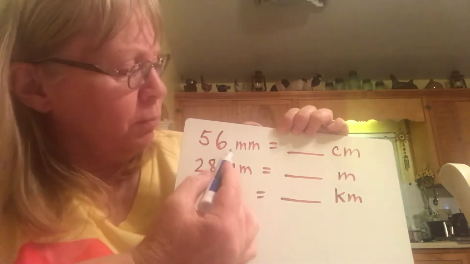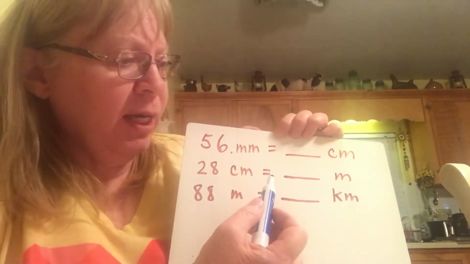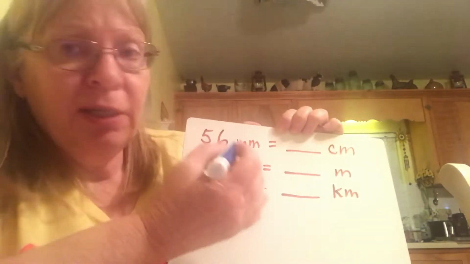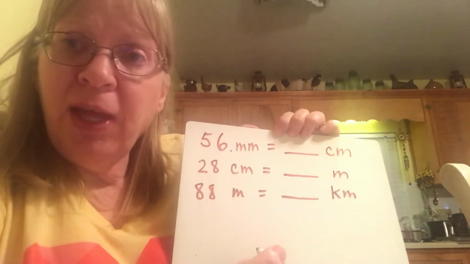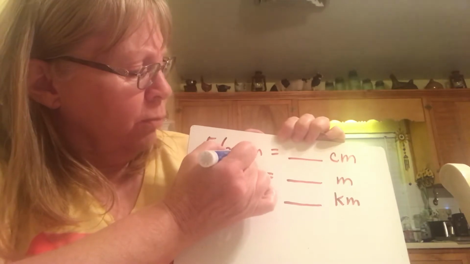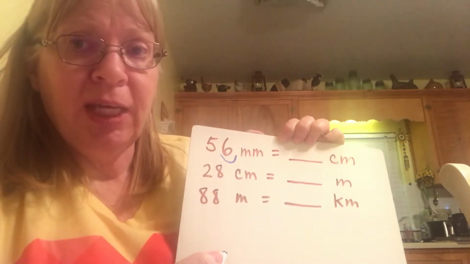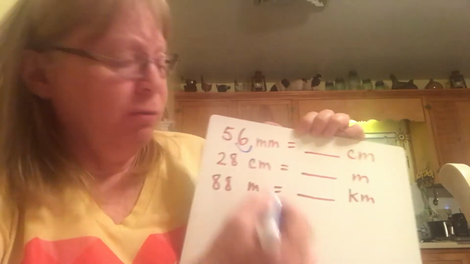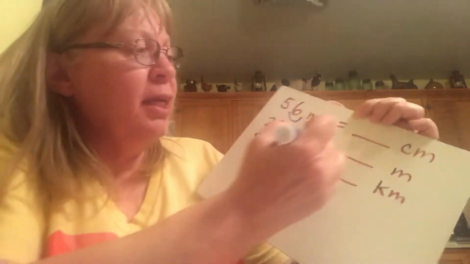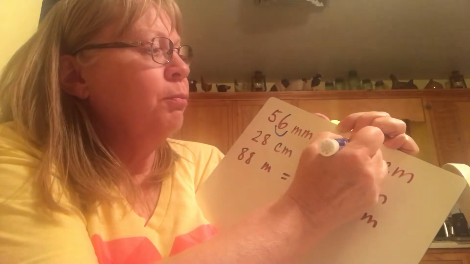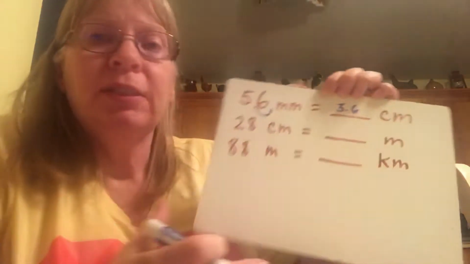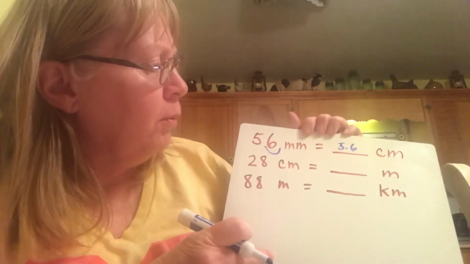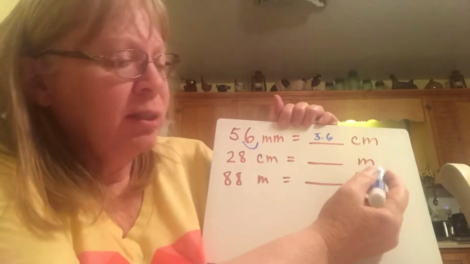Now I'm going from small to big, so I'm going to divide. So since it takes 10 of these to make this, I'm going to divide by 10. And when I divide by 10, I just move 1 place. Okay, so my decimal point will be here. So 56 millimeters is 5.6 centimeters.